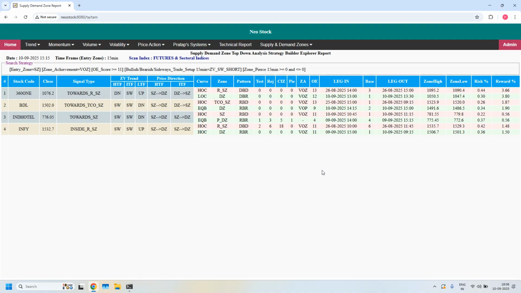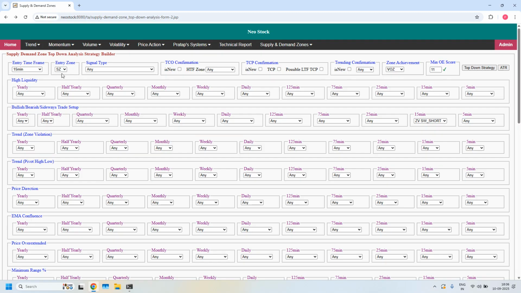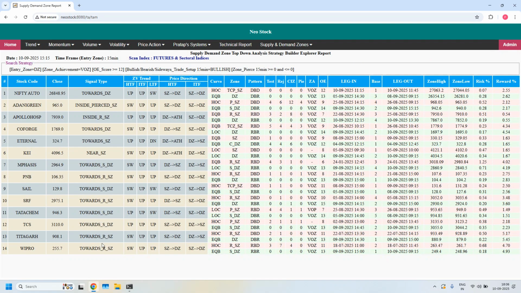Okay, next, the bullish trade setup for daily income trade. The entry time frame is 15 minutes demand zone, and here bullish, and minimum odd enhancer score 12. Let's filter. We got 14 stocks supporting bullish trade setup for daily income trade, and entry time frame zones are 15 minutes demand zone. So total we got 14 stocks. Out of these 14, how many 15 minutes demand zones are having more high probability to get success?